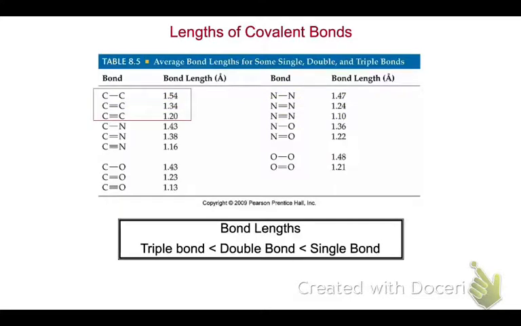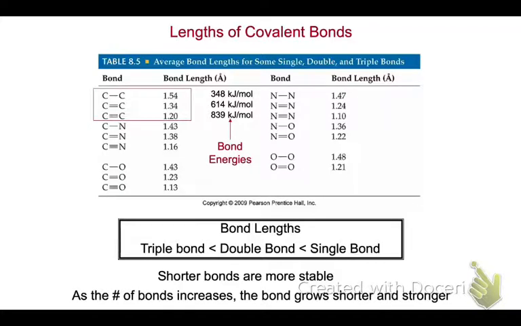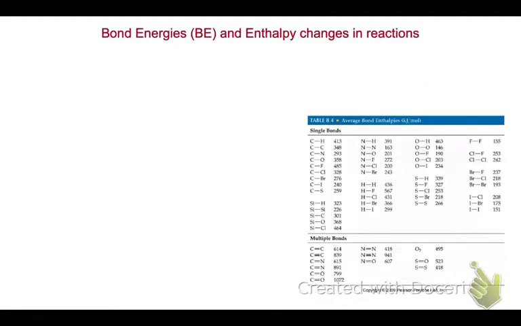So when it comes to bond length, the single bond is longer than a double bond, which is longer than a triple bond. In another way, the shorter the bond, the stronger the bond. Now look at the energy and correlate that strong bonds are short bonds and are more stable. As the number of bonds increases, the bond grows shorter and stronger, which is another way to make sense of these numbers.